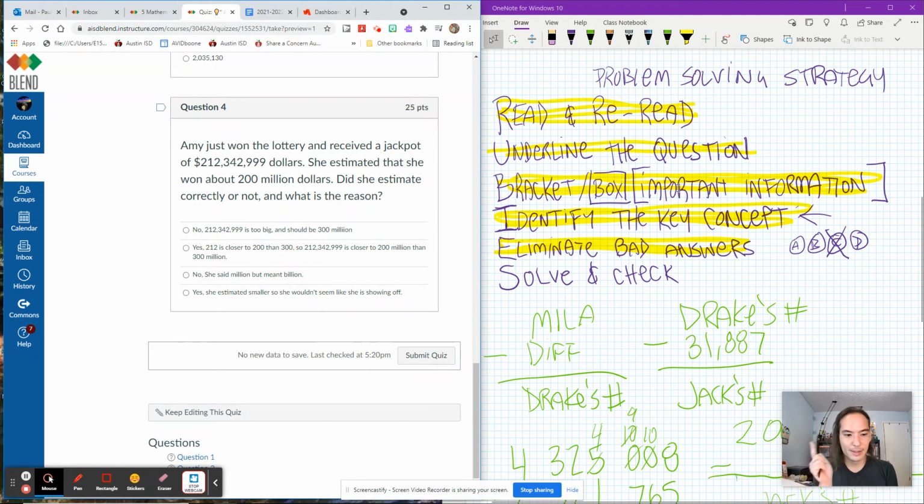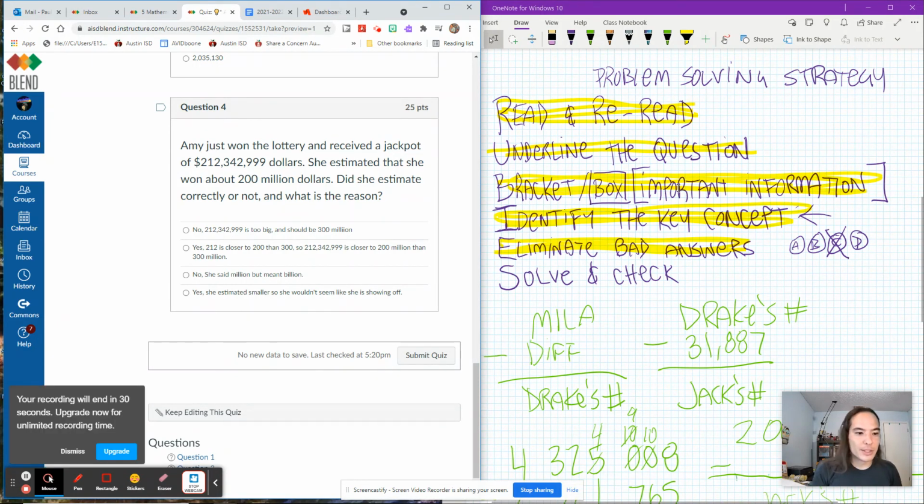Okay, I read it once. I'm going to read it again, and this time I'm going to read it without saying the number because I think I messed up and said the number. All right, so Amy just won the lottery and received a jackpot of this number. She estimated that she won about $200 million. Did she estimate correctly or not? And what is the reason?